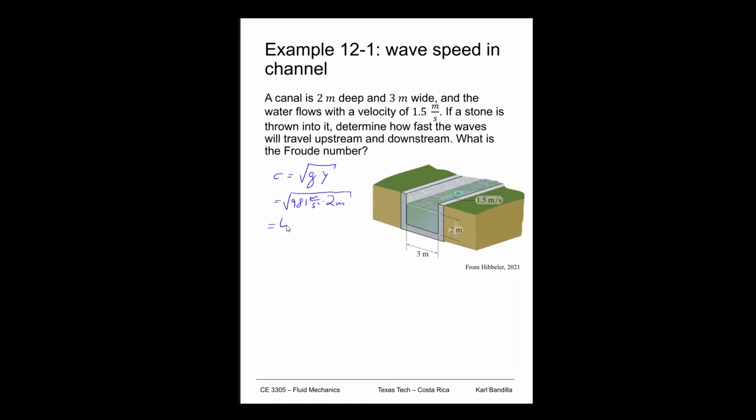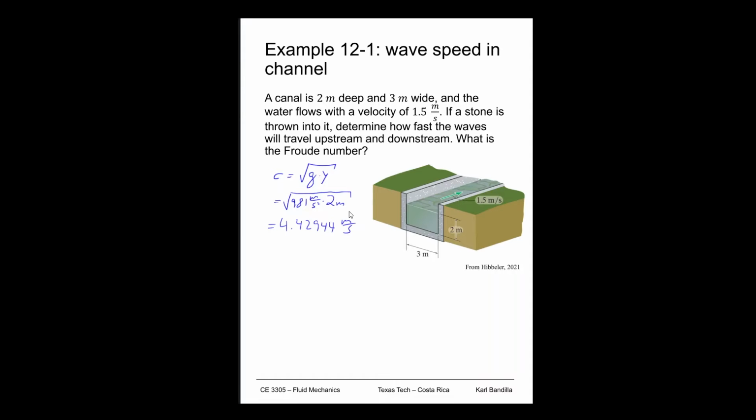This gives us a velocity of 4.42944 meters per second. Right, so this would be if the water were not moving, we throw a stone in it, then the wave fronts would be moving up and downstream at 4.43 meters per second.